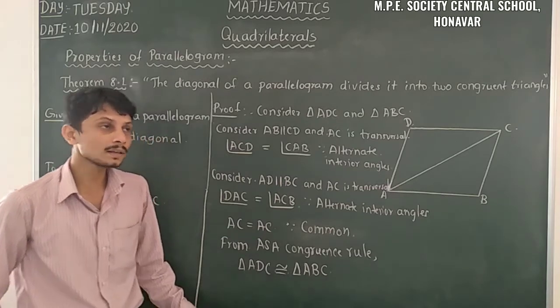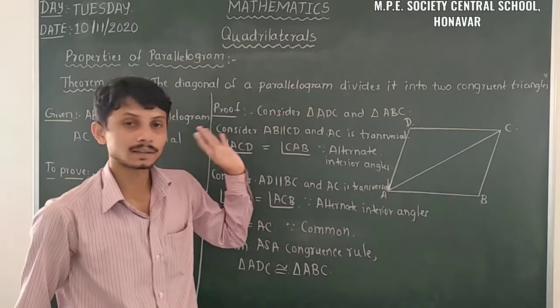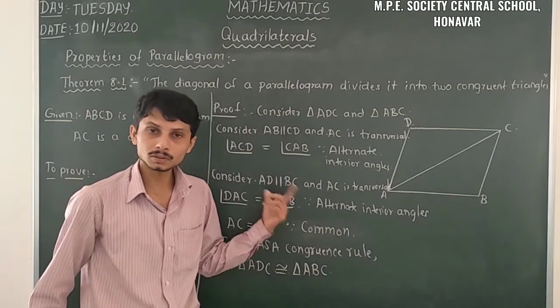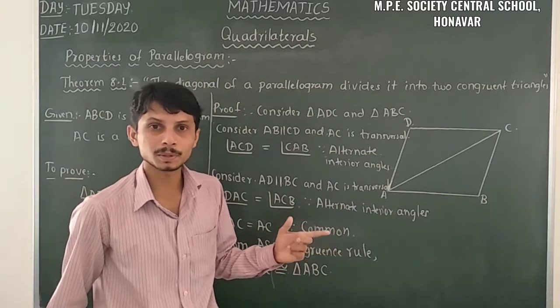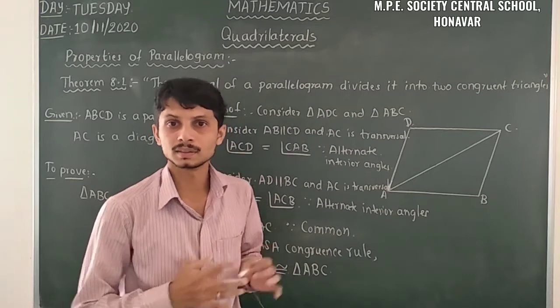So here is the proof. That means the diagonal of a parallelogram divides it into two congruent triangles. So these two triangles are congruent here. Based on this, we have some problems, so let us take some problems based on this theorem.